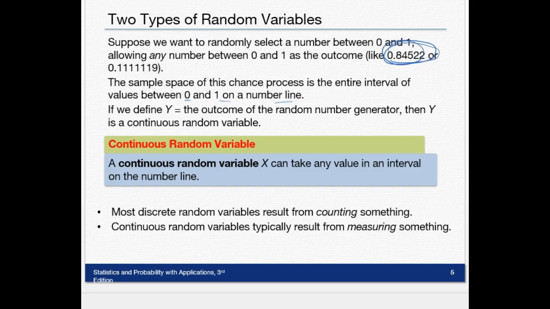If I ask you how many pairs of shoes do you have? You don't have 0.5 pairs of shoes or 1.2 pairs of shoes. You have a whole number of pairs of shoes, okay? But a continuous random variable is decimal values, meaning decimal values are possible. So usually these are measurements, okay? Most discrete random variables result from counting something. So discrete is like counting how many pairs of shoes, how many siblings, how many cousins. Continuous random variables typically result from measuring something. So this is a key distinction for you because you're going to have to be able to determine if a variable is continuous or discrete.